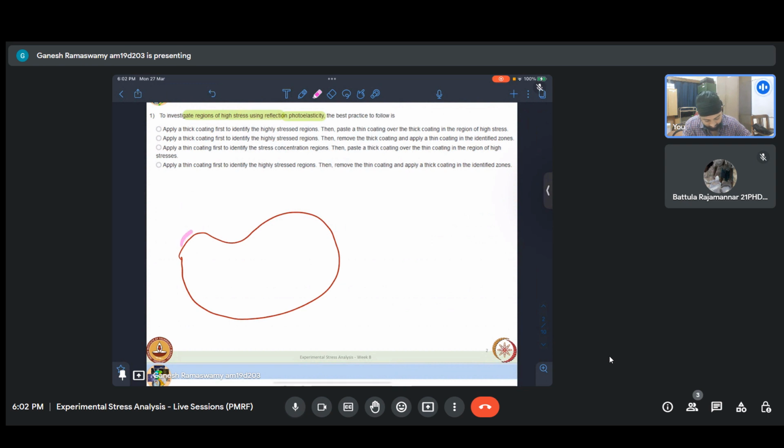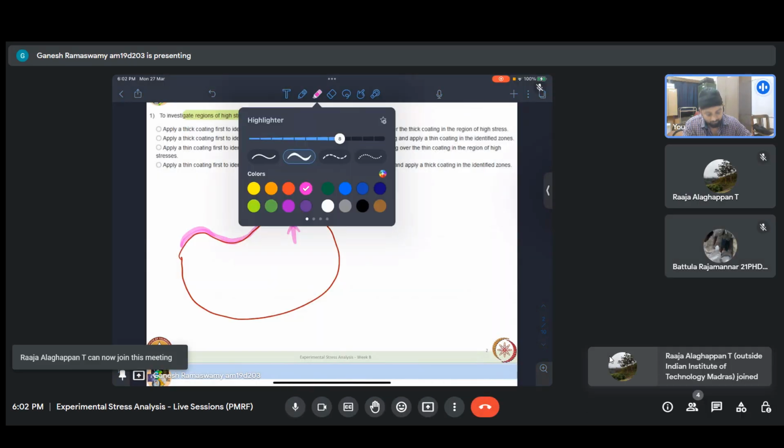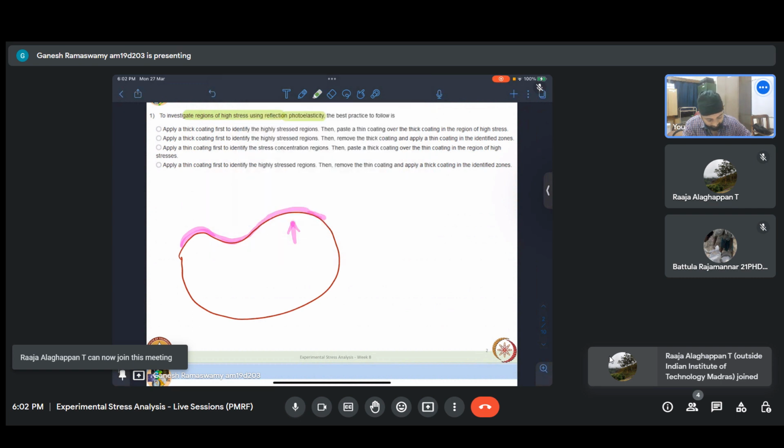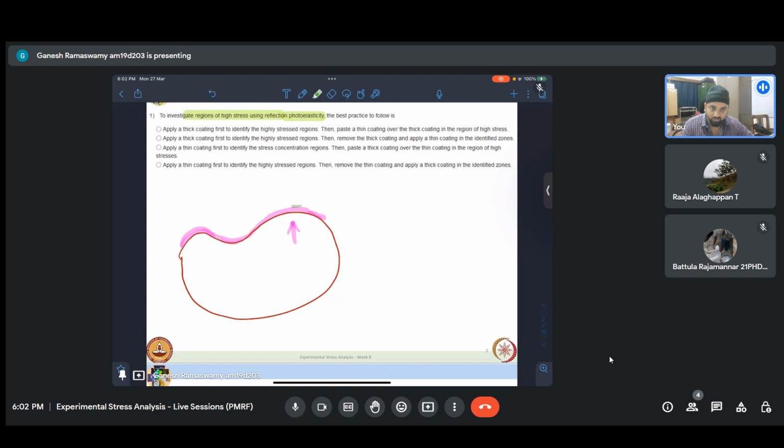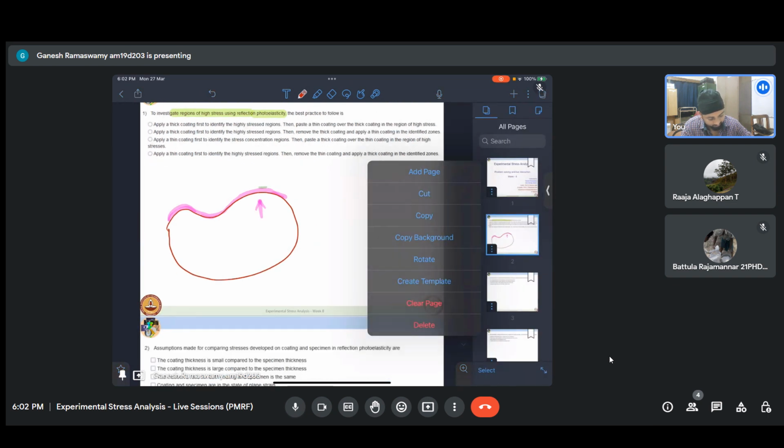Initially what they say is we will paste a thick photoelastic coating here, and find out where the high concentration zones are. Let us say that this were to be the high concentration zone. Whether we would remove this and paste a thin coating there, or paste it on top, or how to identify the stress concentration zone, whether that would be from thin or thick coatings. So essentially what we need to see here is the basic principle behind reflection photoelasticity.